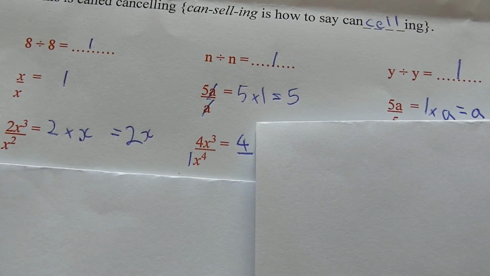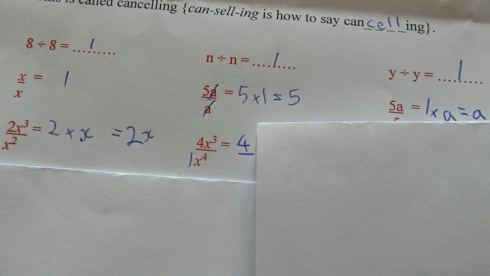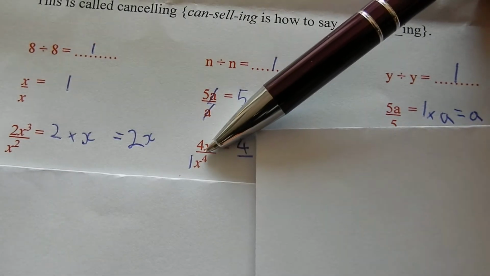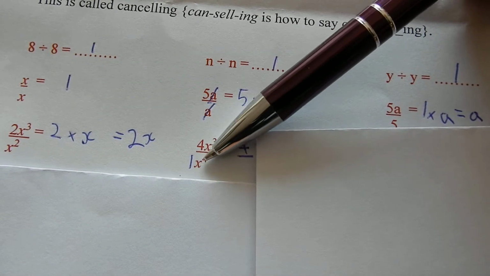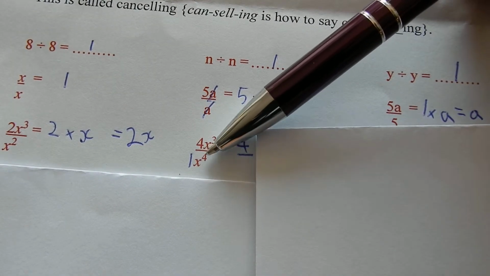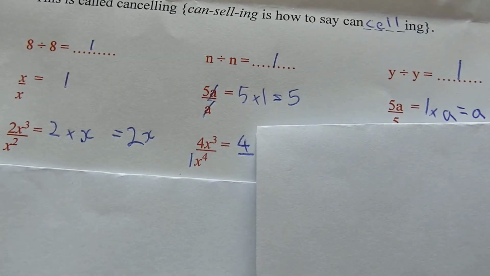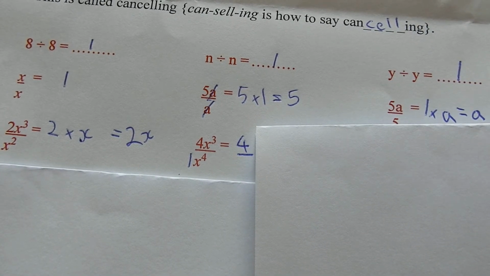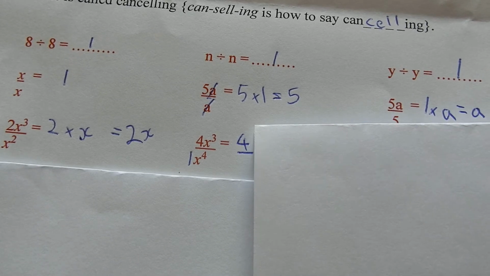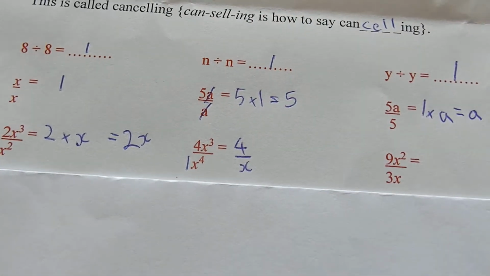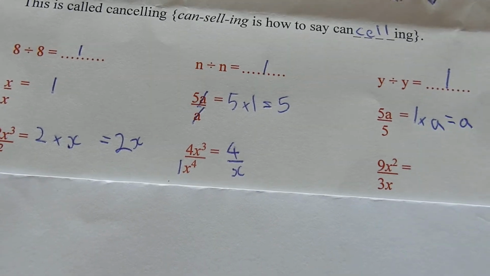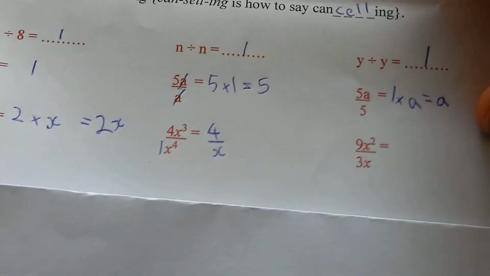And x cubed divided by x to the power 4. This little 4 means x times x times x times x. This is not x times 4. This is x times itself 4 times. x times x times x times x. So there's 1 more x on the bottom than there is on the top in the question. So there's 1 more x on the bottom than there is on the top in the answer.